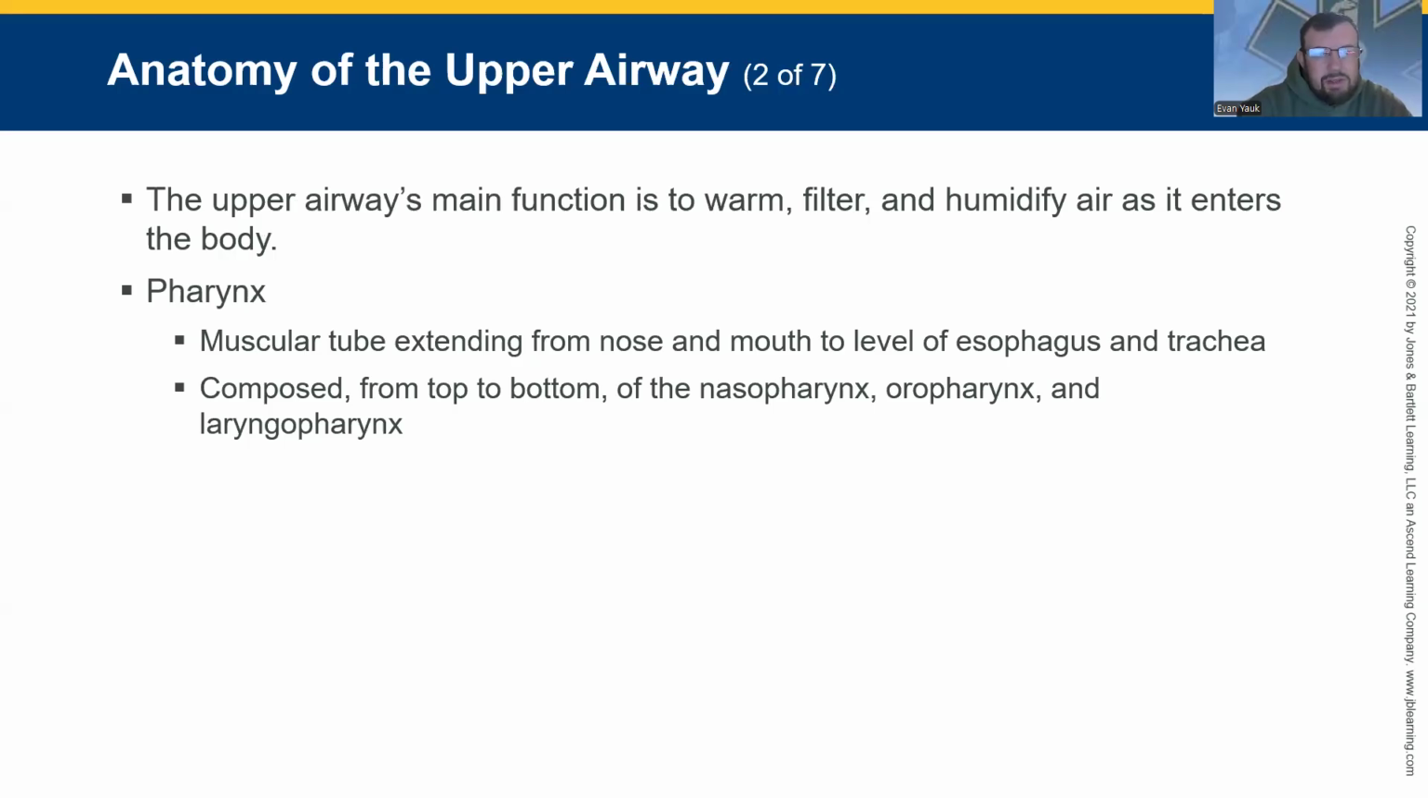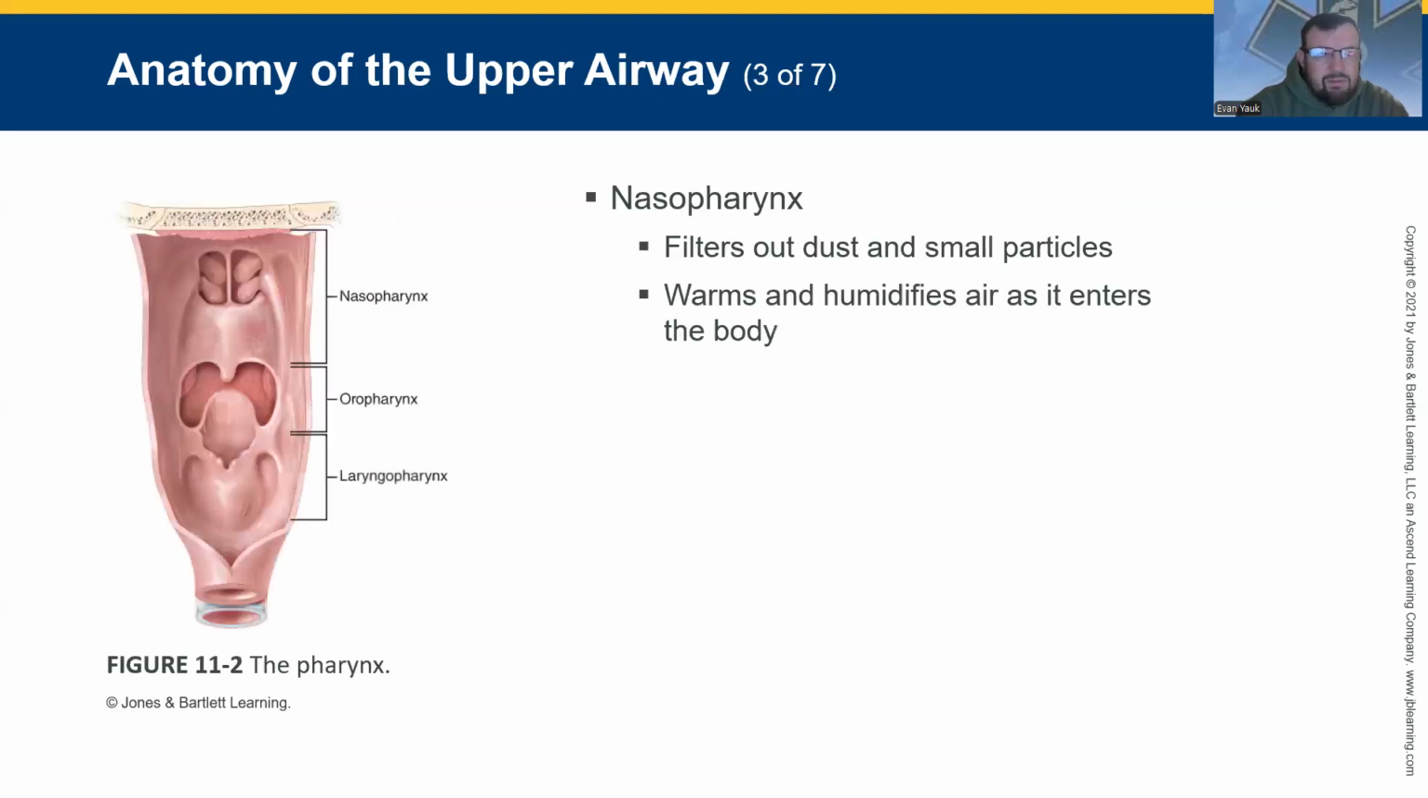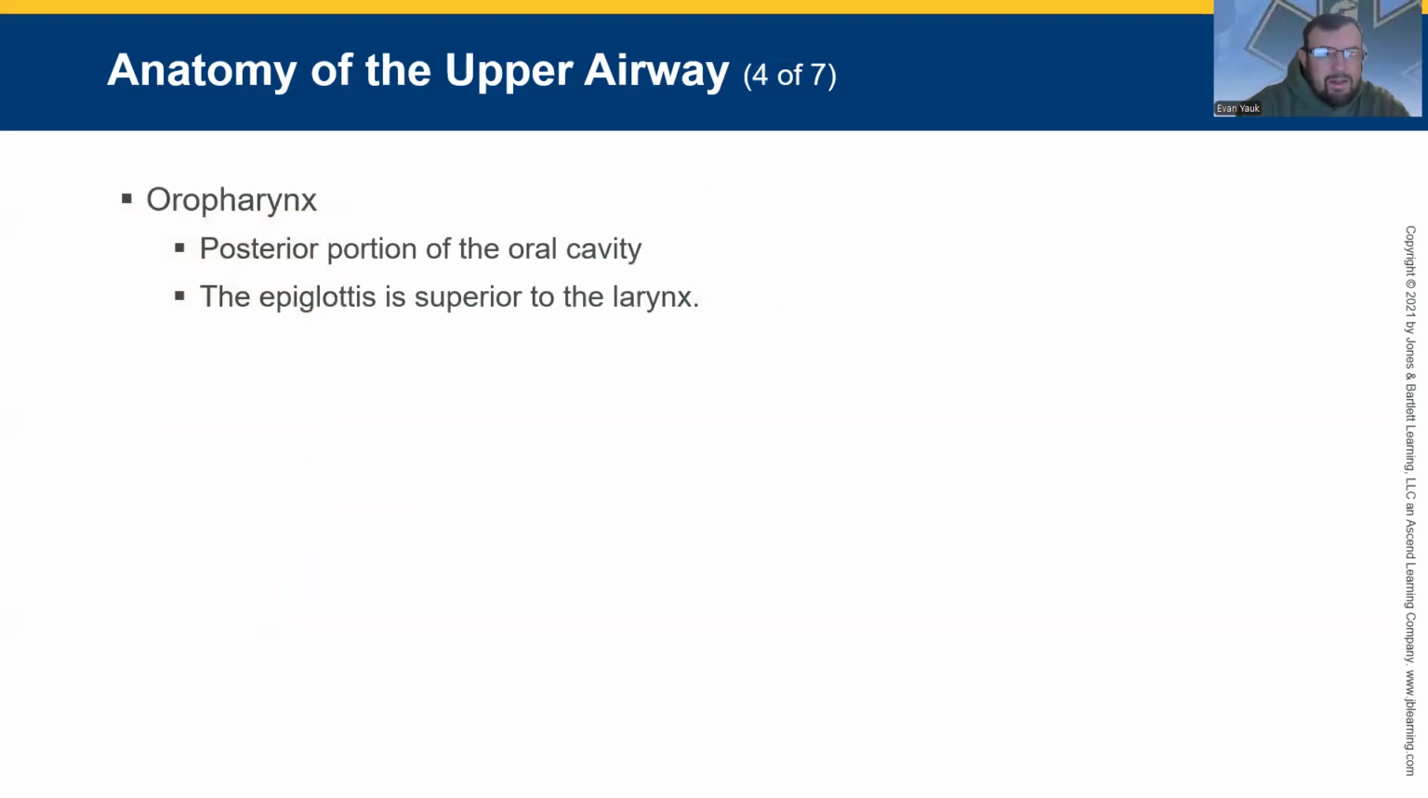The pharynx is a muscular tube extending from the nose and mouth to the level of the esophagus and trachea. It's composed from top to bottom of the nasopharynx, oropharynx, and the laryngopharynx. Your nasopharynx filters out dust and small particles, warms and humidifies air as it enters the body. Your oropharynx, posterior portion of the oral cavity. The epiglottis is superior to the larynx. So remember that the epiglottis is that leaf-shaped thing in the back.